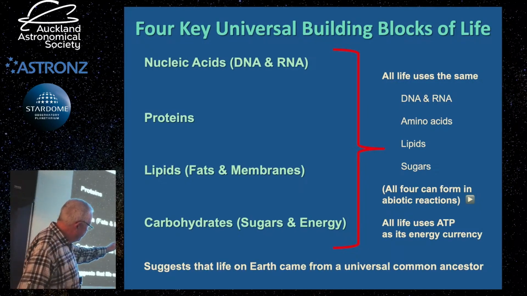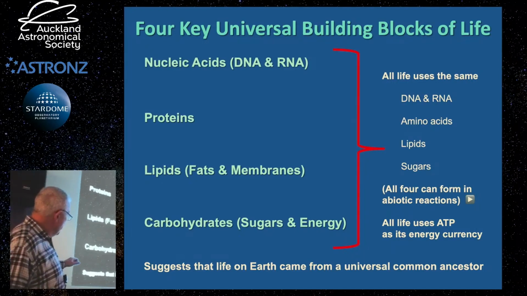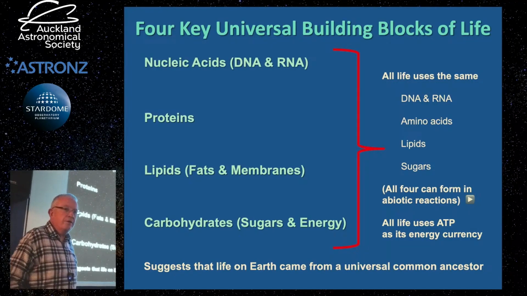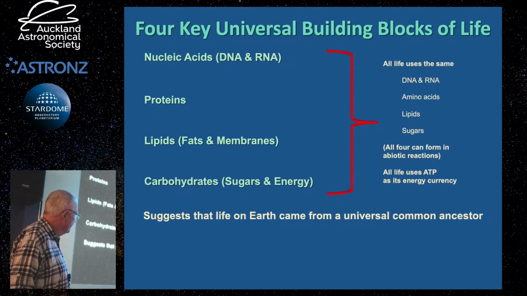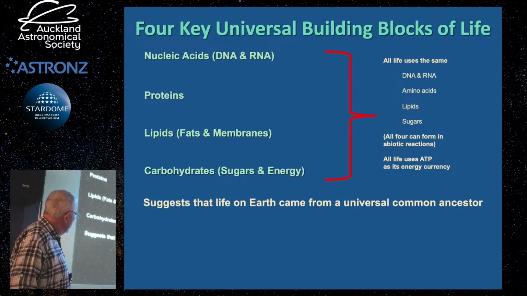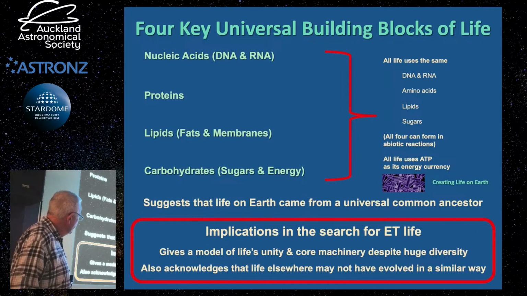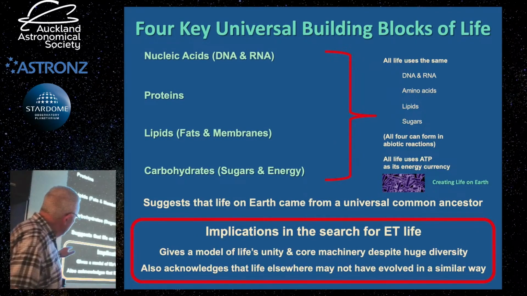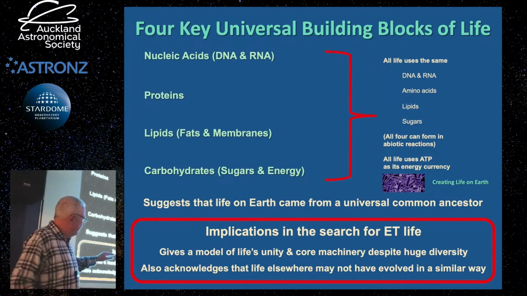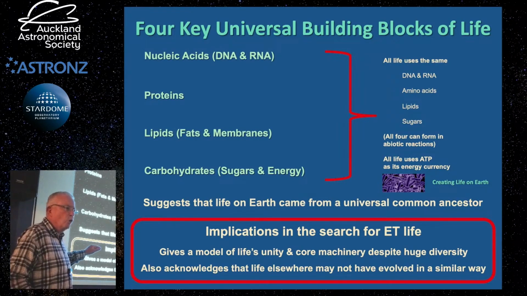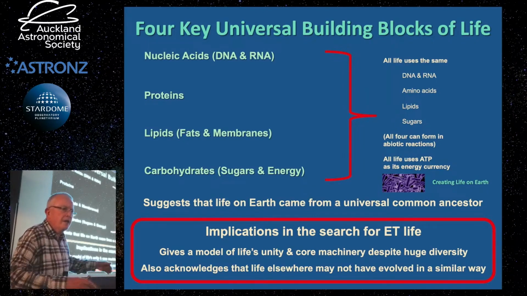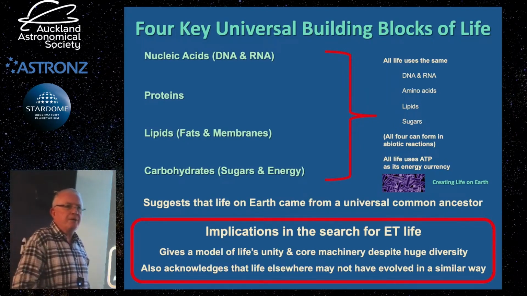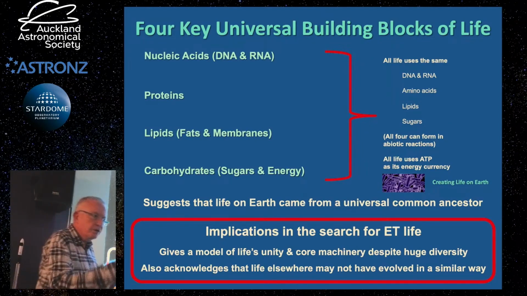I've mentioned that all life uses ATP as its energy currency. So that suggests that life on Earth came from some common ancestor, a universal common ancestor. And that has implications in the search for extraterrestrial life. One is it gives us a model of some sort of fundamental core machinery that's certainly in life on Earth anyway. There's this core fundamental thing going on that we've diverged from. So that tells us it's a good start looking for these fundamental things on other planets as well.